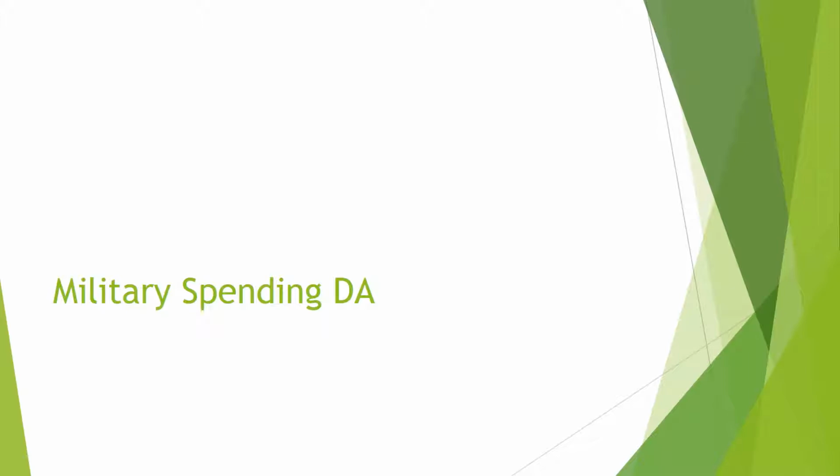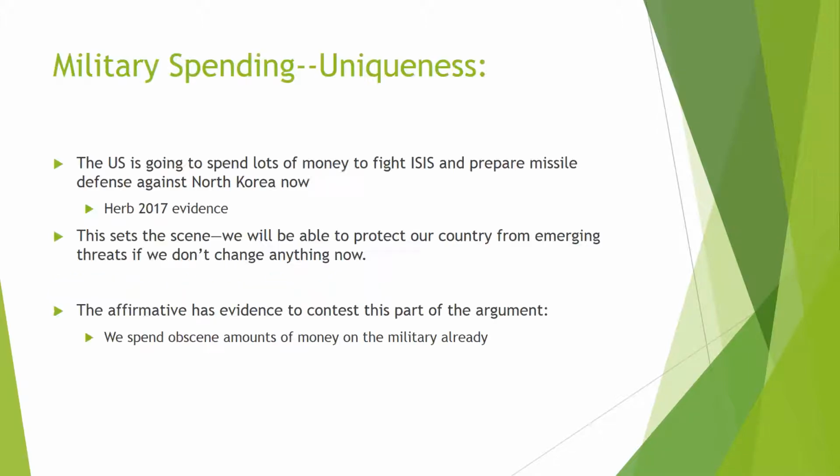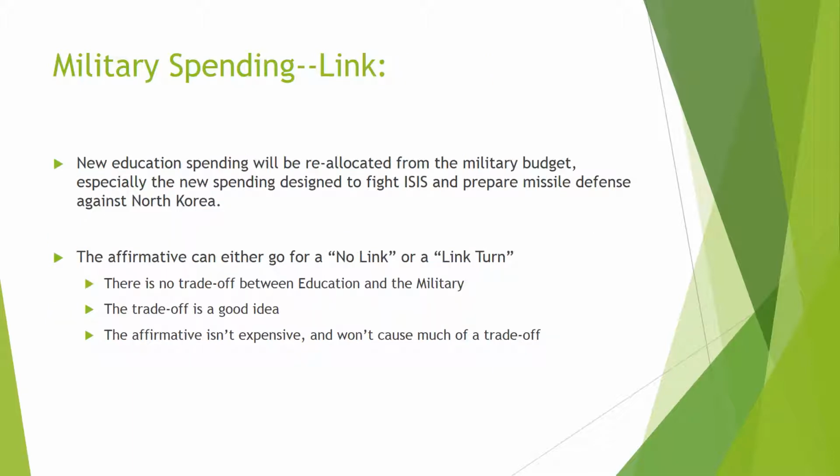First, let's talk about the military spending disadvantage. The uniqueness argues that the United States is going to spend lots of money to fight ISIS and prepare missile defense against North Korea. But the affirmative has evidence to contest this part of the argument, saying that we spend obscene amounts on the military already. So why is there a trade-off?